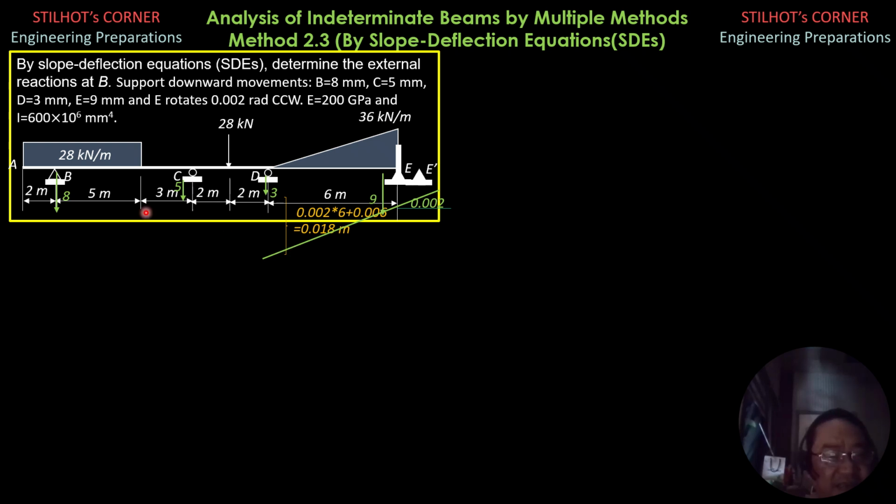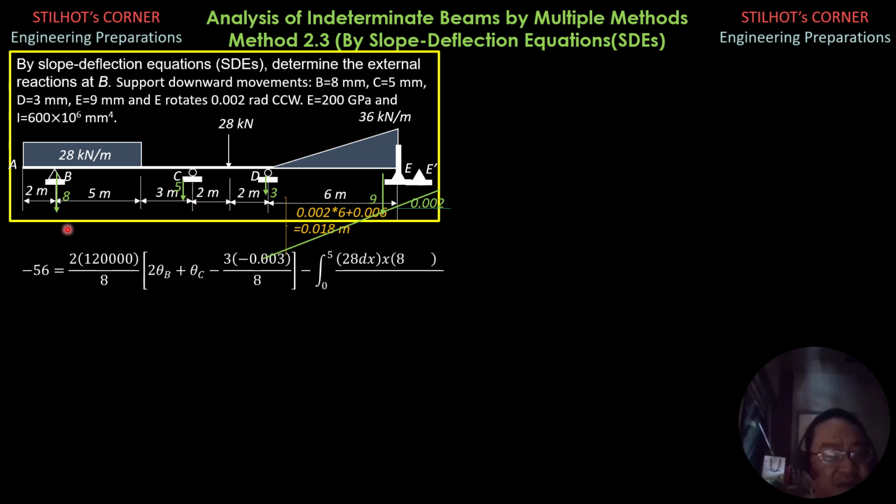So MBC again is negative 56 equals 2 times 120,000 over 8 span, quantity 2 theta B plus theta C minus 3 times negative 0.003. It's negative because the chord joining B and C is rotating counterclockwise. The sign convention for slope deflection, remember, is clockwise positive. And the relative displacement is 3 mm, 8 minus 5, so it's negative 0.003 here over 8.